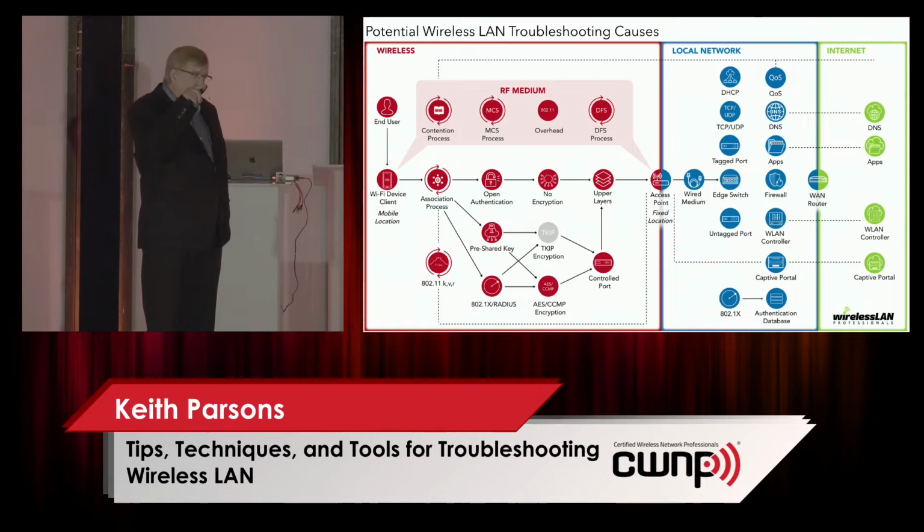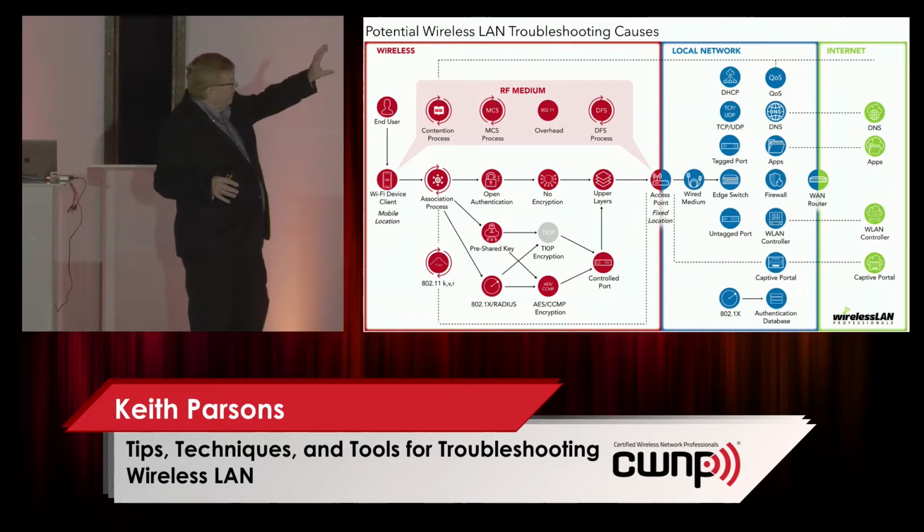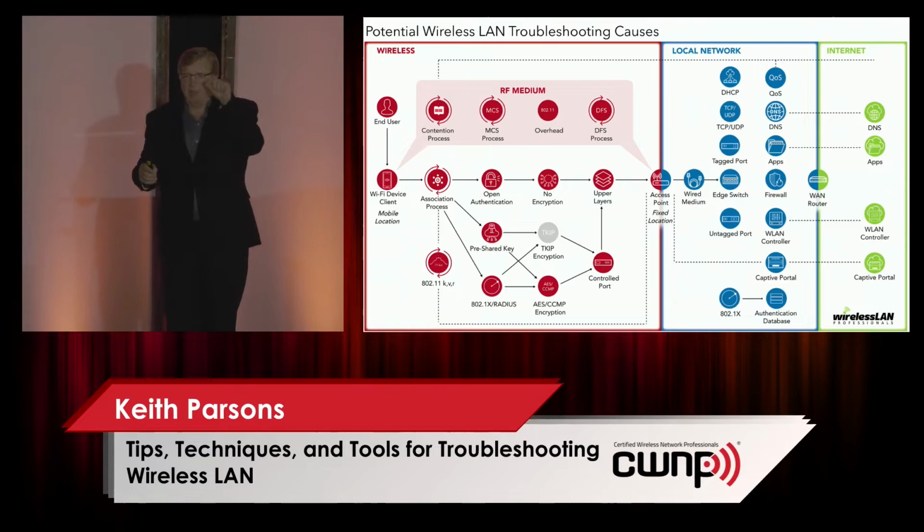Now, some of these bubbles are loops, and they go really, really fast. Like, we'll just pick one bubble. There's a red box you can kind of see on the left side called the RF medium. And in the RF medium, one of the little bubbles is for every single transmission.